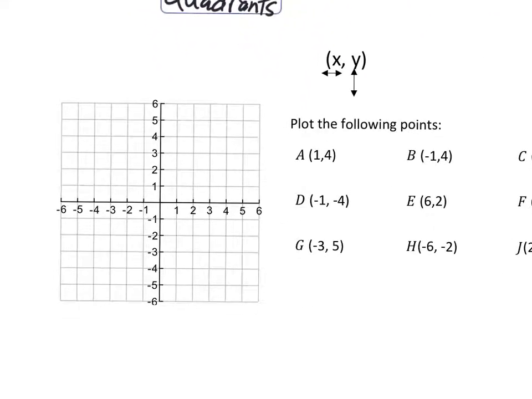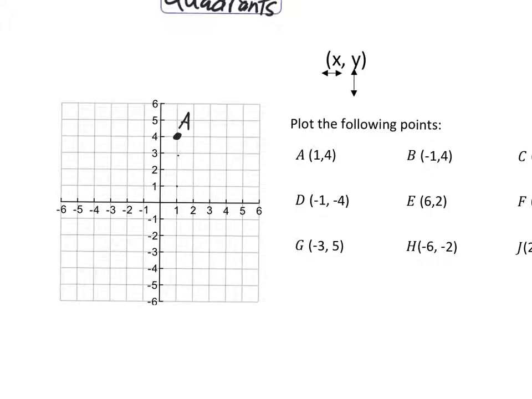Now, what we have to do here is plot some points, remembering that points are written (x, y). So x is how far left or right it goes. Y is how far up or down it goes. So for A, I'm looking for (1, 4). That means I'm going to go to the right 1, up 4. So 1, 1, 2, 3, 4. And then I'm going to label it A.